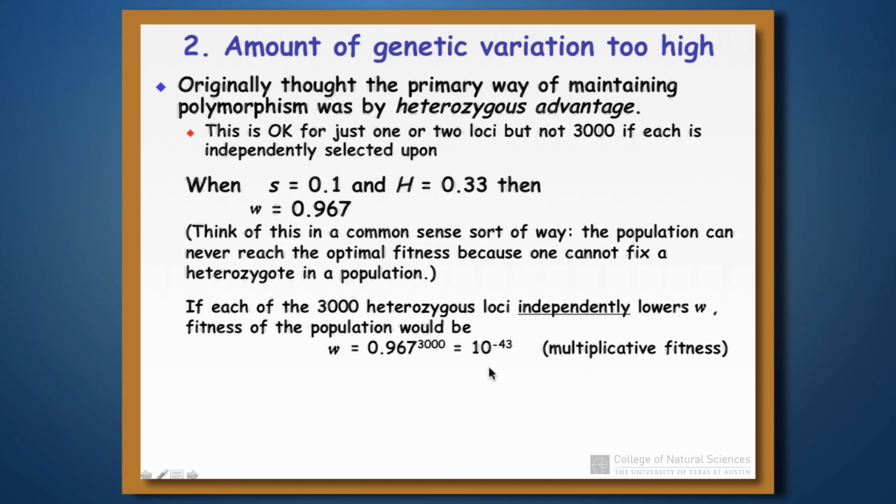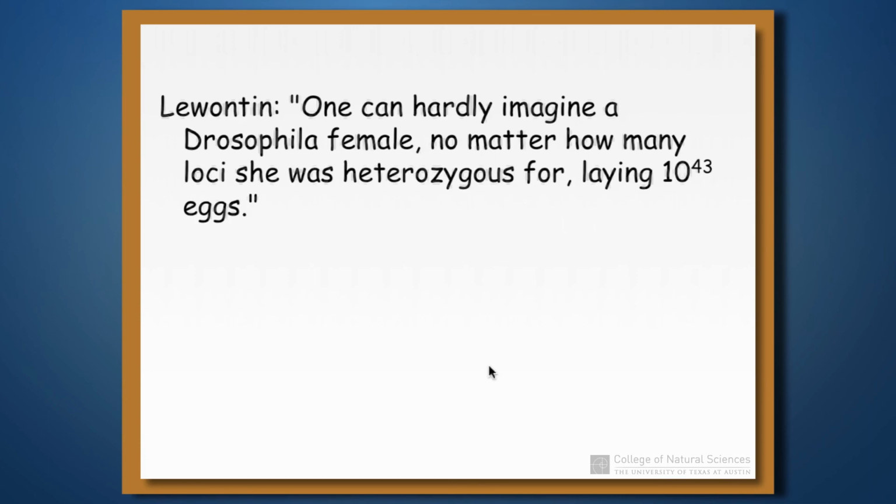This is what we call multiplicative fitness. Now let's think about what that really means. 10 to the minus 43 is a very, very tiny number, almost zero, but not quite. And so basically, the genetic load has become enormous in this population, because 1 minus approximately 0 is still going to be approximately 1, giving this population a genetic load of about 1. And so Kimura looked at that and thought, that's just simply not possible.